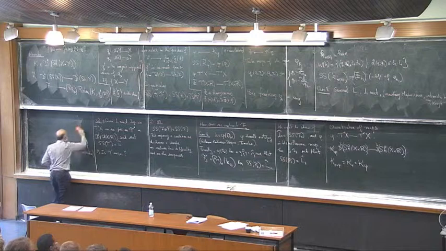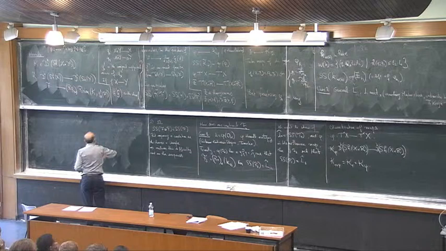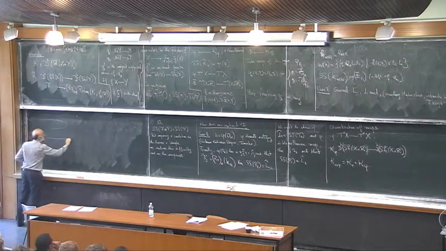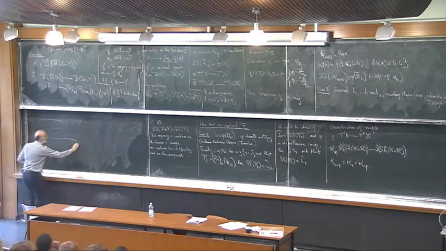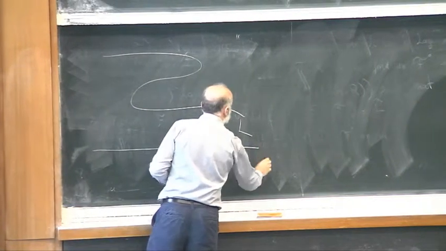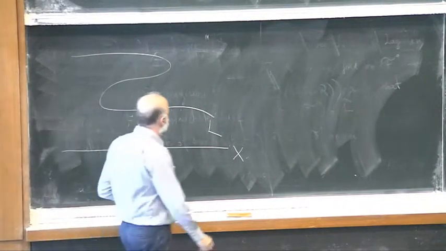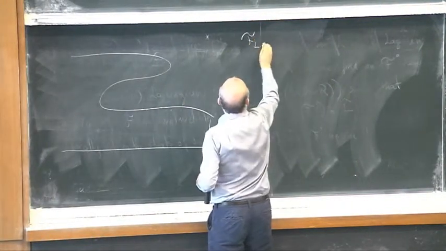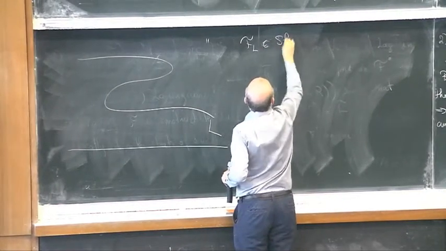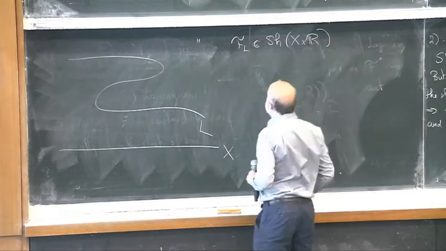So what do I have now? Well, I have a general Lagrangian here. So this is the base. And I want to construct a sheaf F_L, which lives in the derived category, but at least, say, the sheaves over X times R.